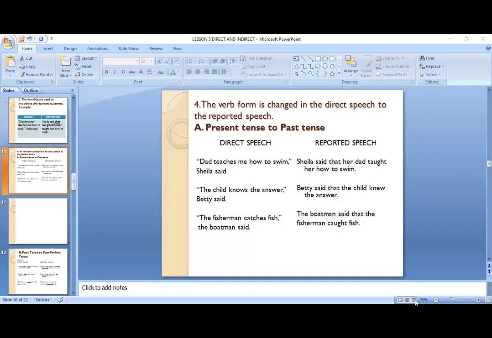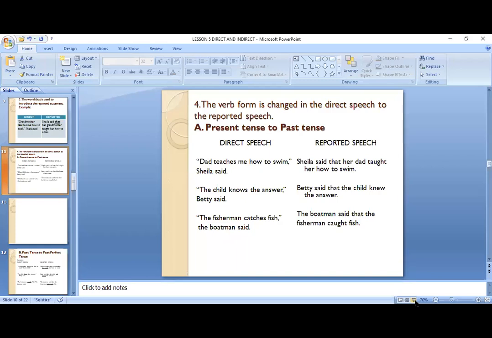Wait lang. Inalis ko muna. Ay, mali pala. Okay, wait lang ha. Nawala ako. Okay, so I'm sorry dahil nawala siya. Ito na, pakita na natin. Sorry.